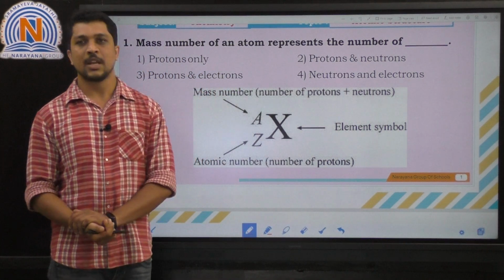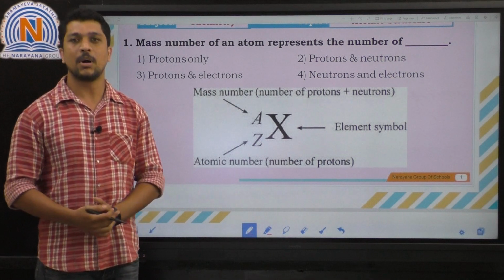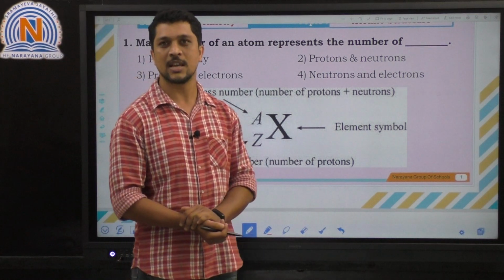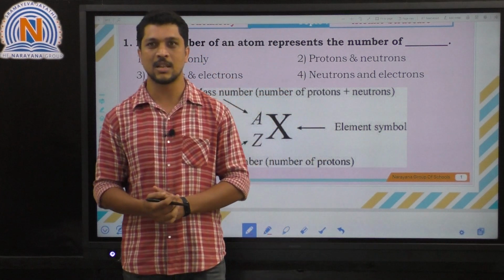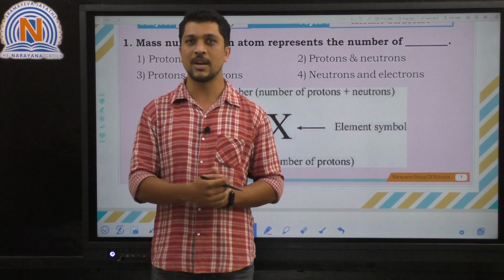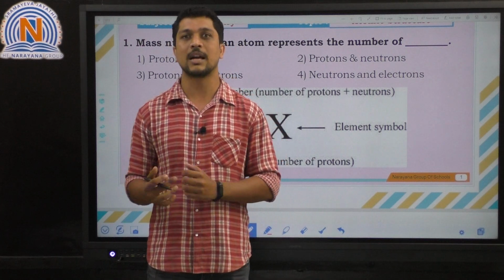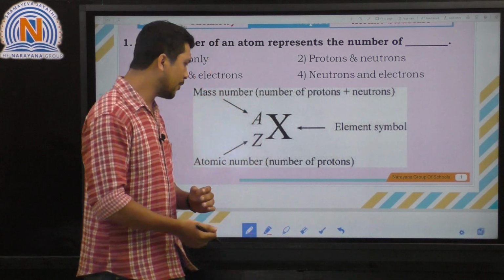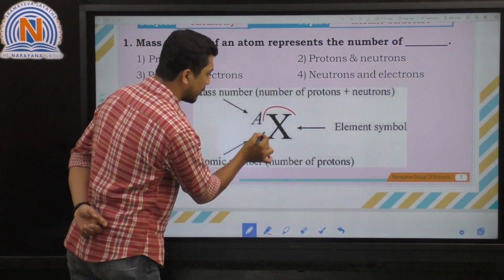Here the first question. Mass number of an atom represents the number of, right? We know that each and every atom has a mass number and an atomic number. Generally, the number of protons present in the atom is called the atomic number. In the same way, the number of protons and the number of neutrons collectively are called the mass number of a particular atom. For example, in this picture I have mentioned an atom.